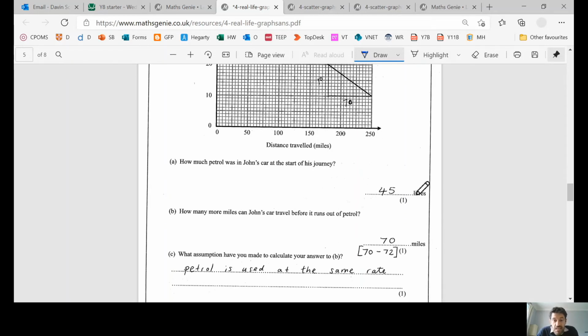Whenever there's units, if it's given, fine, but check. Otherwise, you should be in the habit of always writing litres or the units. It's a waste of a mark. How many more miles can John's car travel before it runs out of petrol?